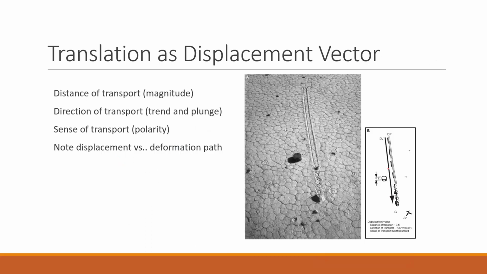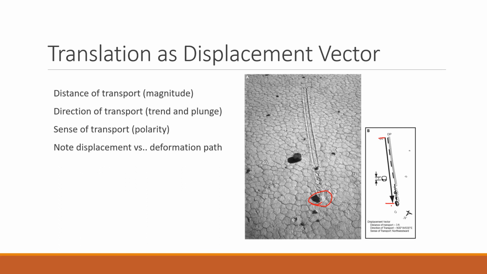Translation is going to be typically a straight line. So it's basically the displacement vector. Here's an example where we can see the actual deformation path that this rock here took. So displacement vector is going to be the distance it went, which is the magnitude, so that's how far it went, and then the direction. So the displacement vector here is this line. So we have the distance, which is the magnitude, and then the direction. It's going to be a straight line.